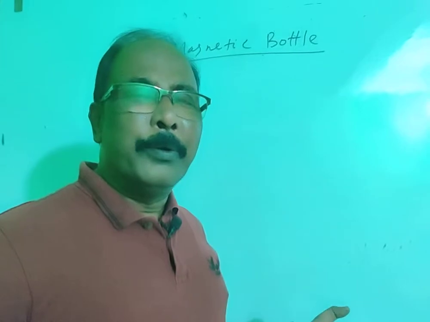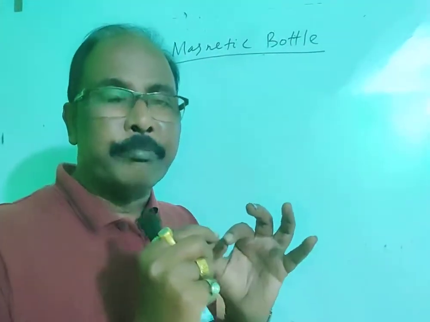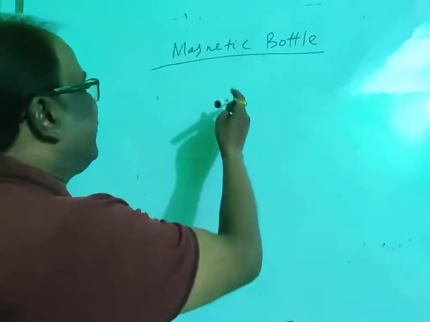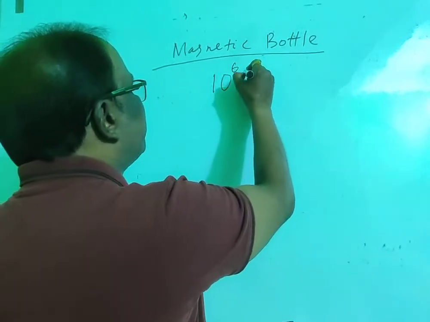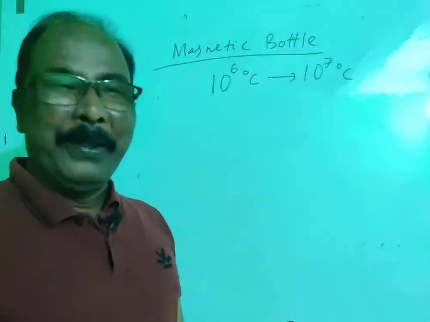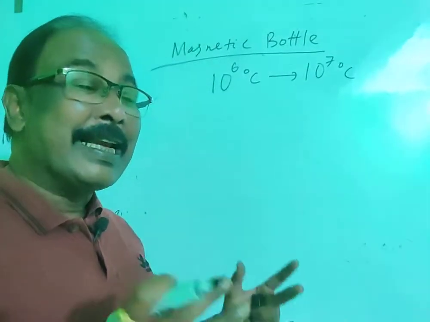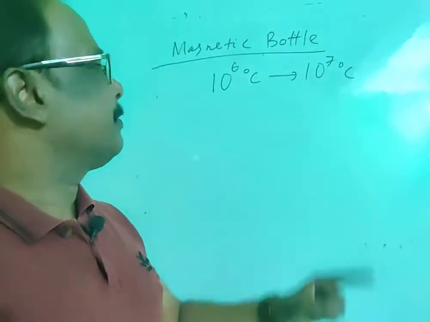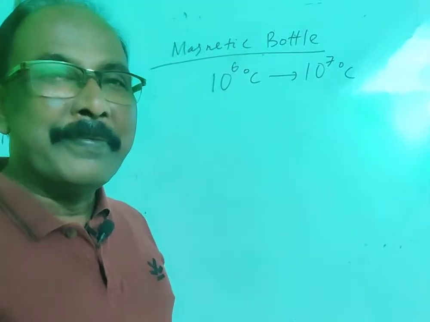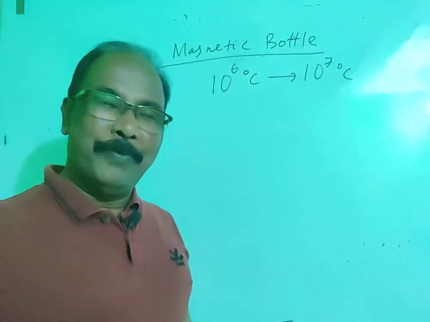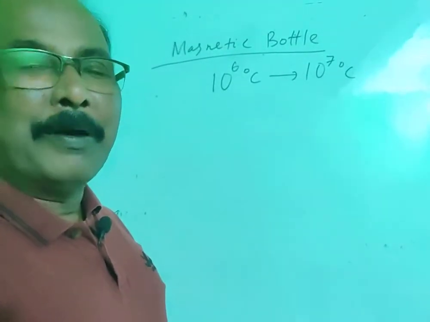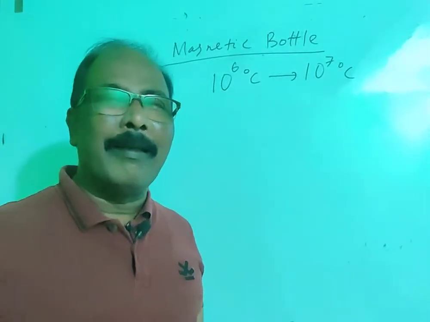In general, suppose you want to combine hydrogens to form helium. Then it is done at very high temperature, and the temperature range is about 10 to the power 6 degree centigrade to 10 to the power 7 degree centigrade. Finally, the plasma state is achieved. Then we have to store the plasma for further application.